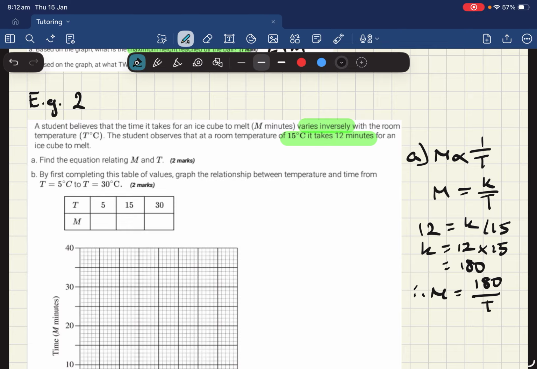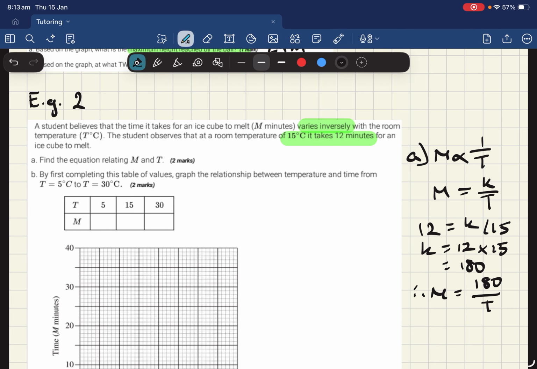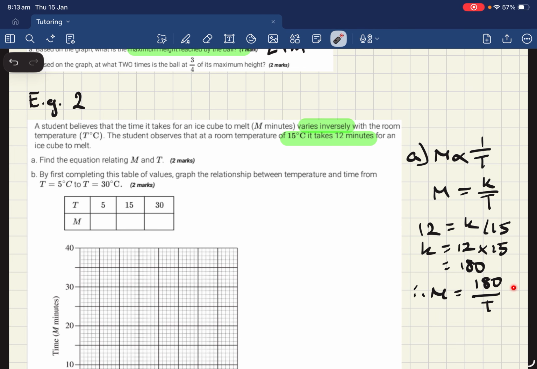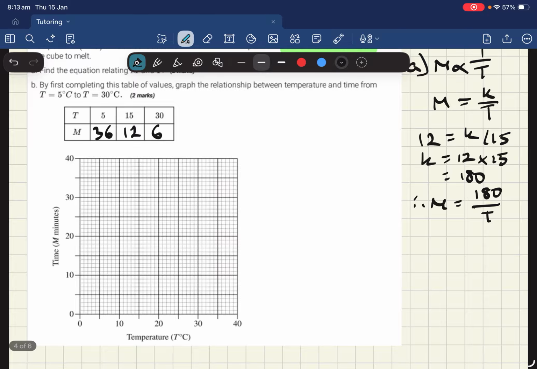Now what we have to do is complete a table of values, giving temperatures and times. We're given temperatures from t equals 5 degrees to t equals 30, and we just have to fill in the table of values. So using a calculator, substitute into this rule, this equation we found relating m and t. I'm just going to give the answers. You can pause the video and try on your own first if you'd like. For the first one, we're going to get 36. Next one, 12. And then for the last one, 6. So these are our points. We want to plot them and graph the relationship.